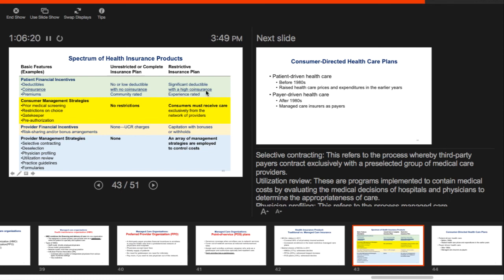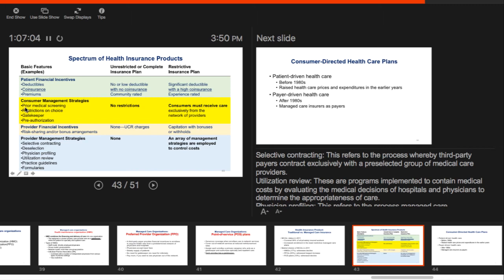With the high co-insurance, again, that impacts the patients, and they demand less. And as we talked about, with a more restricted insurance plan, the premium is based on experience rating, meaning they charge each consumer based on their risk factors: their age, gender, and pre-existing chronic diseases.